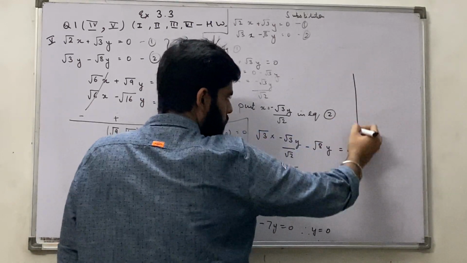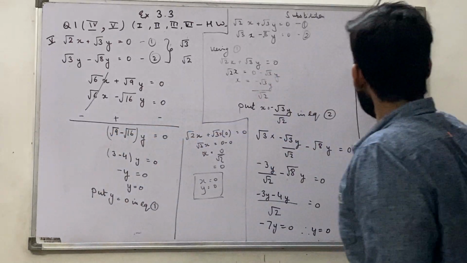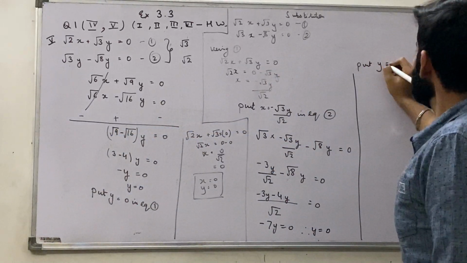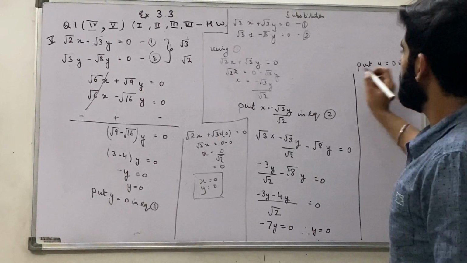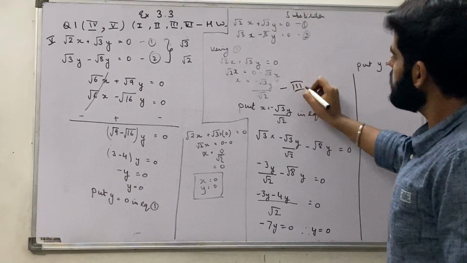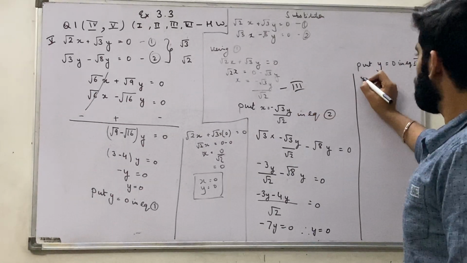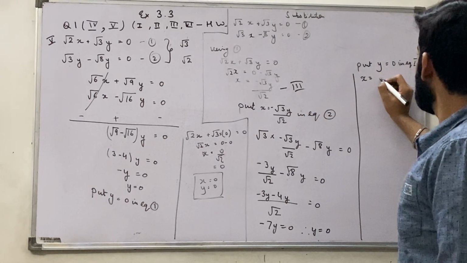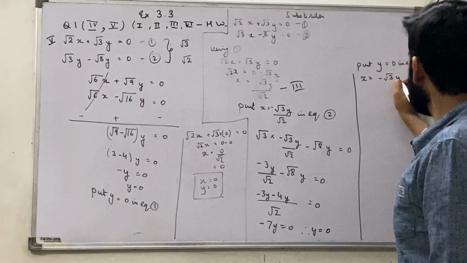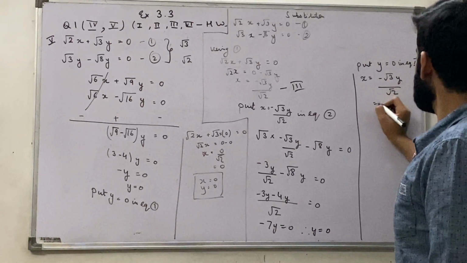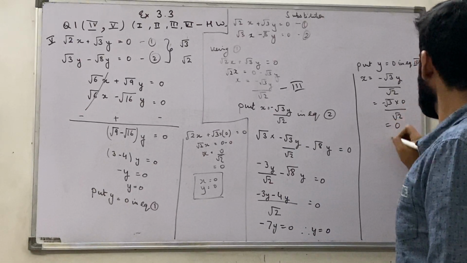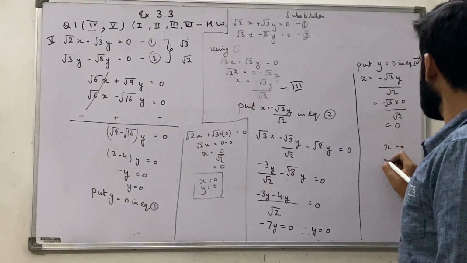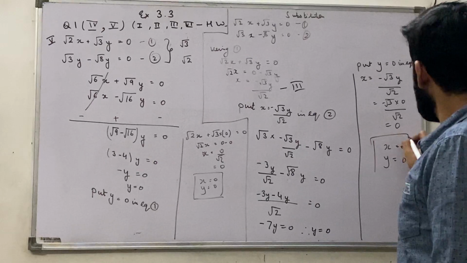Now put y is equal to 0 in equation 3. This was our equation 3. Therefore x is equal to minus root 3y upon root 2. This is equal to minus root 3 into 0 upon root 2. This total comes out to be 0. Hence we will write x is equal to 0 and y is equal to 0.